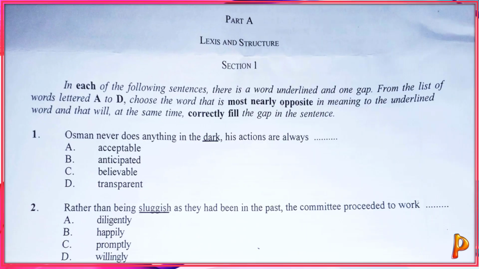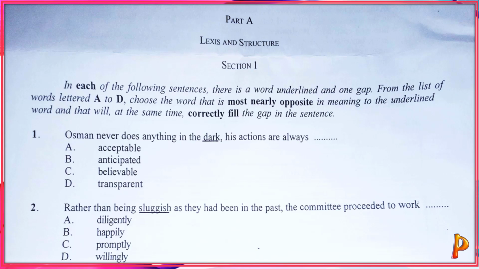Part A, Lexis and Structure. Section I. In each of the following sentences, there is a word underlined and one gap. From the list of words lettered A to D, choose the word that is most nearly opposite in meaning to the underlined word, and that will at the same time correctly fill the gap in the sentence.